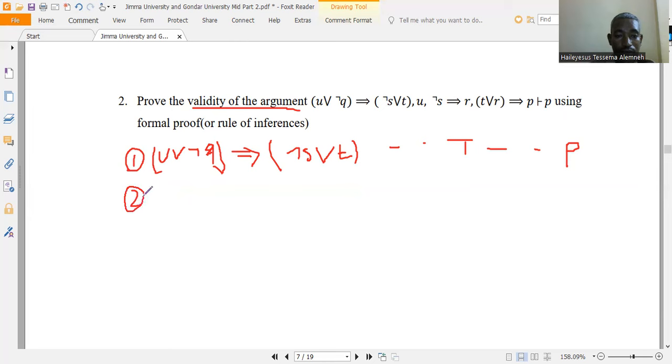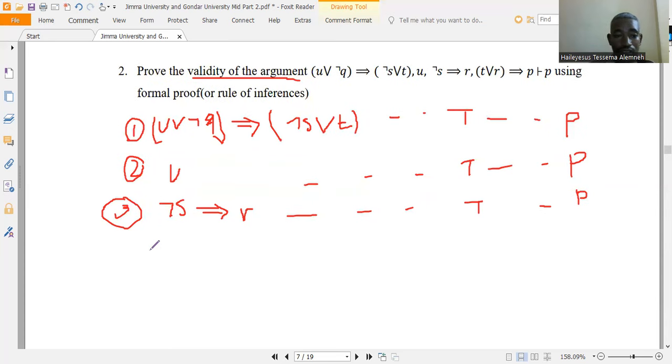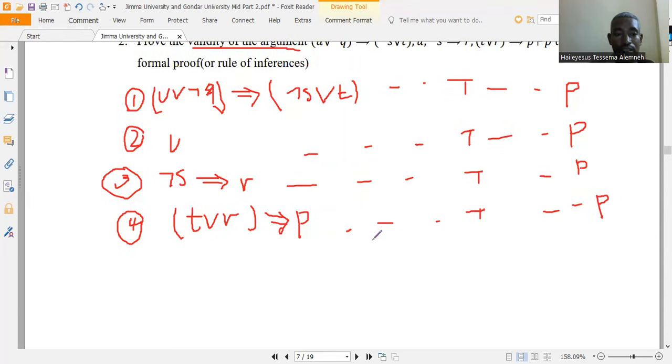ሁለተኛው u is true which is true because what? it's a premises. ሶስተኛው another premises which is negation of s implies r. negation of s implies r is also true because it's a premises. and የመጨረሻው premises አራተኛው premises t or r implies p is also true because it's a premises. okay አሁን clearly u is given true ነች because it's a premises.